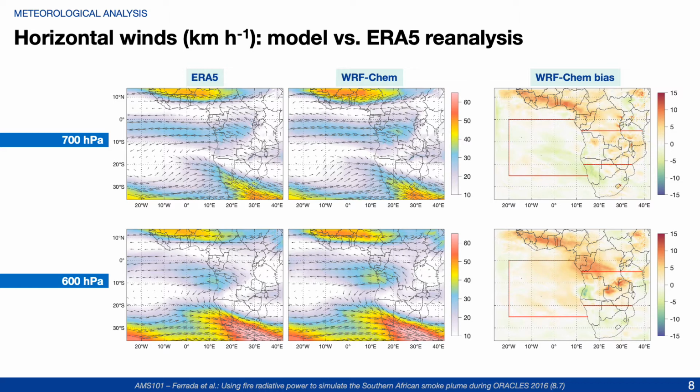To begin our evaluation, we start by assessing the meteorology of our simulations. Here we are comparing horizontal wind speeds against ERA5 reanalysis, since it provides a representation with no data gaps. In the top, we are showing winds at 700 millibars and in the bottom at 600 millibars. We are considering this level since here is where the mid-level jet responsible for the transport of smoke over the ocean is visible. You can see that the model reproduces it. However, its intensity is slightly overestimated by around 7 kilometers per hour at 600 millibars.